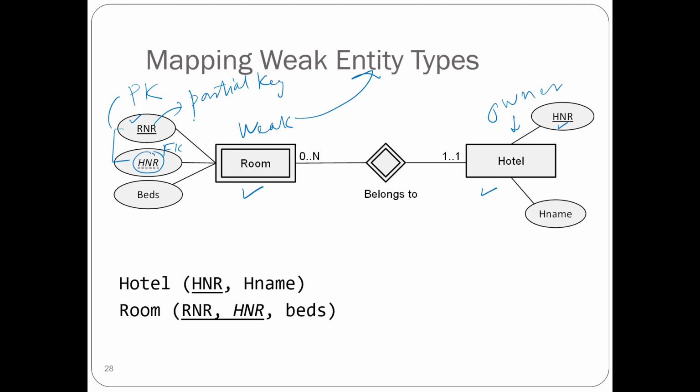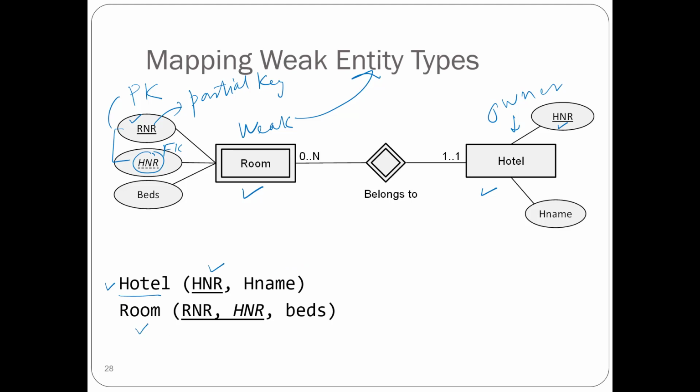RNR is the partial key. So this partial key with this foreign key HNR together will form the primary key of the room relation. So how do we map this weak entity? The hotel, which is the owner entity, would be mapped to a relation hotel with its own attributes HNR and H name. HNR is the primary key of hotel. H name is the hotel name of the hotel entity type.